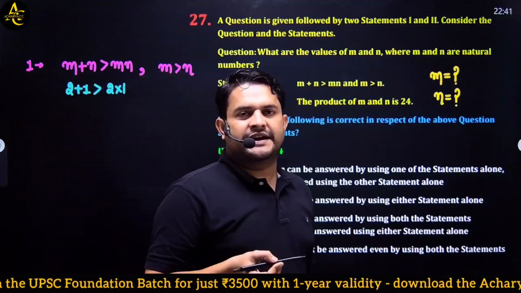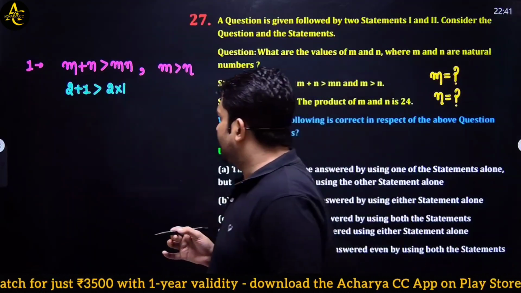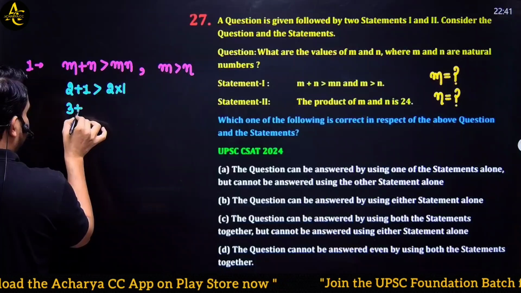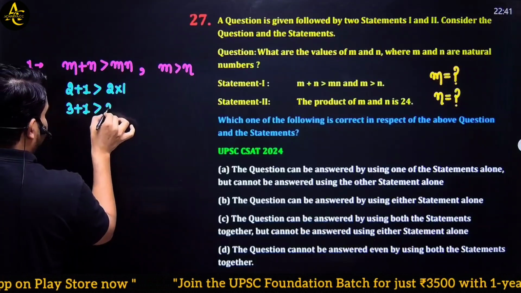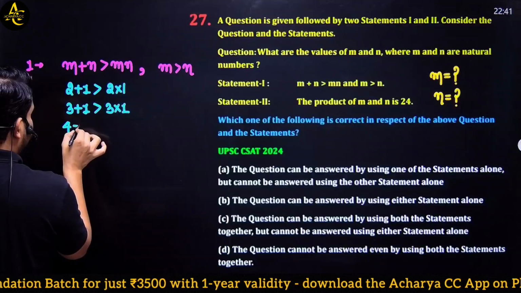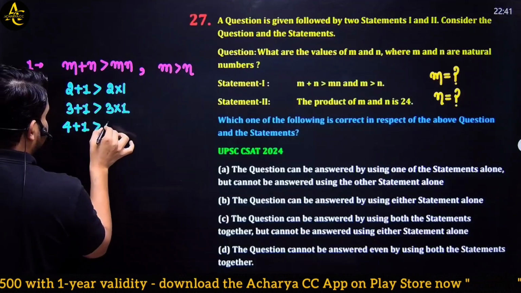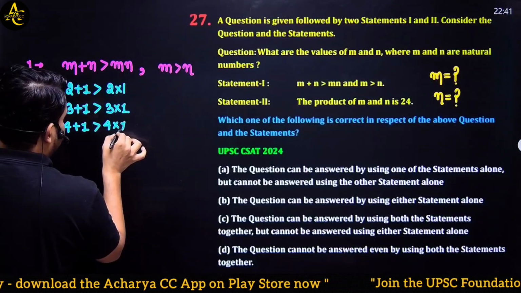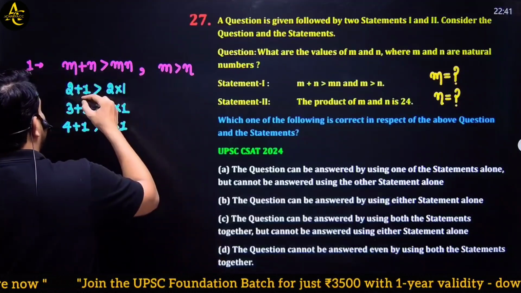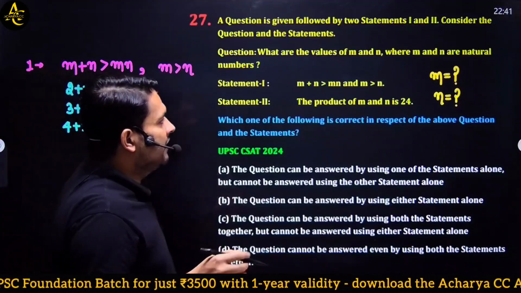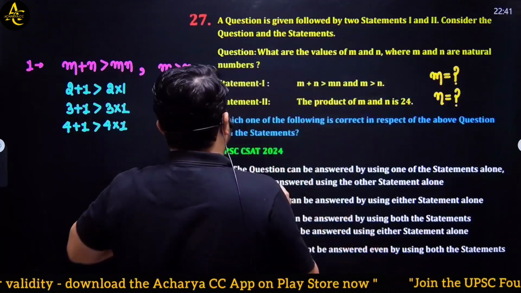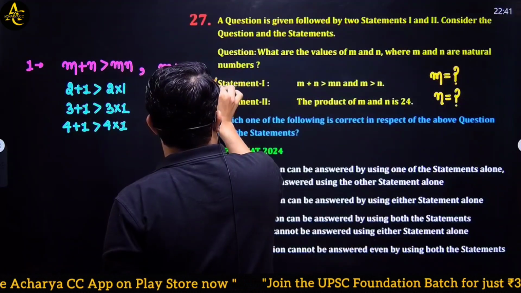As you know, 3 is greater than 2. If I take m equal to 3 and n equal to 1, 3 plus 1 is equal to 4 and 4 is greater than 3. I can write infinite values which satisfy this relation. So if I have infinite values of m and n, how can I tell you the unique values of m and n? It means statement first fails.